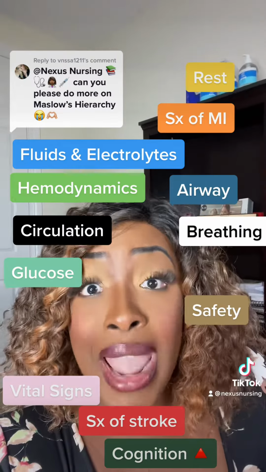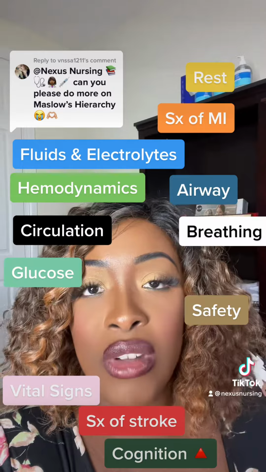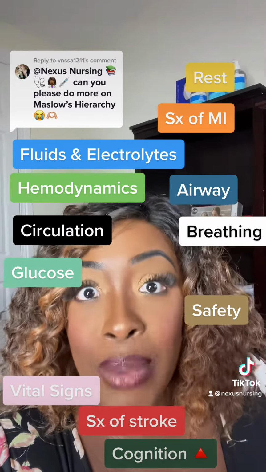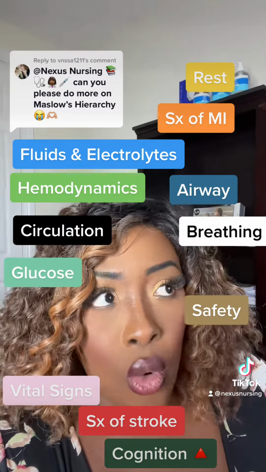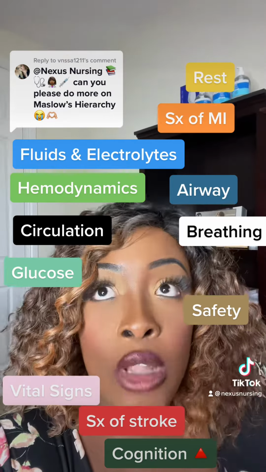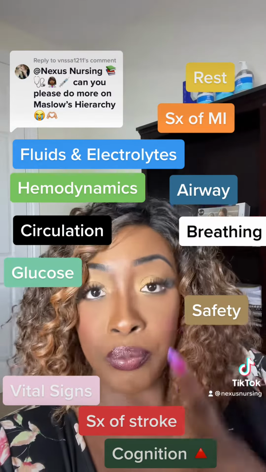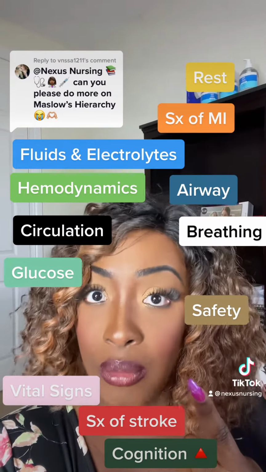What falls under Maslow's? What is most important to you is going to be that patient's physiological integrity. Anything that keeps that patient alive the longest or can possibly kill them the quickest. That's who you're running to. So what falls under physiological integrity in Maslow's hierarchy of needs? ABCs: airway, breathing, circulation.